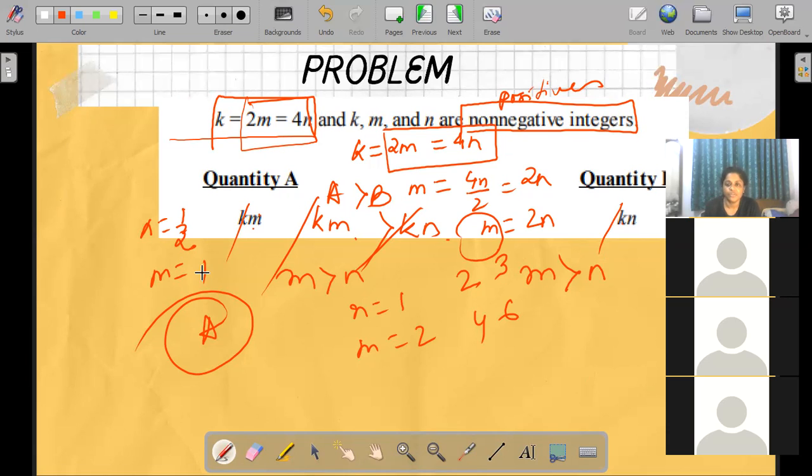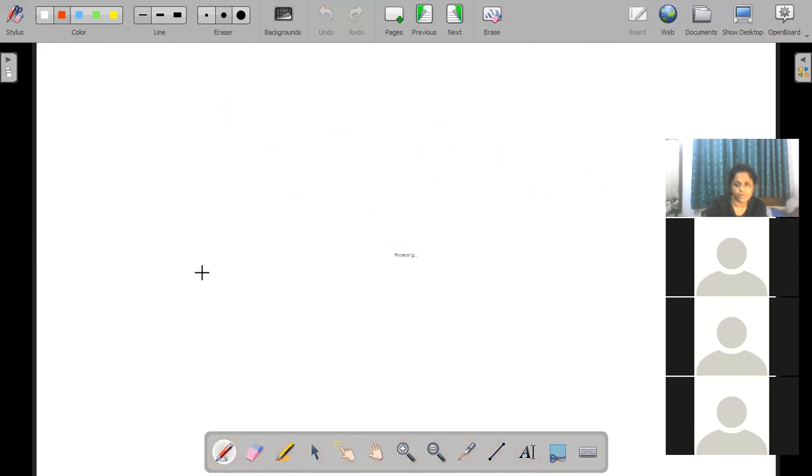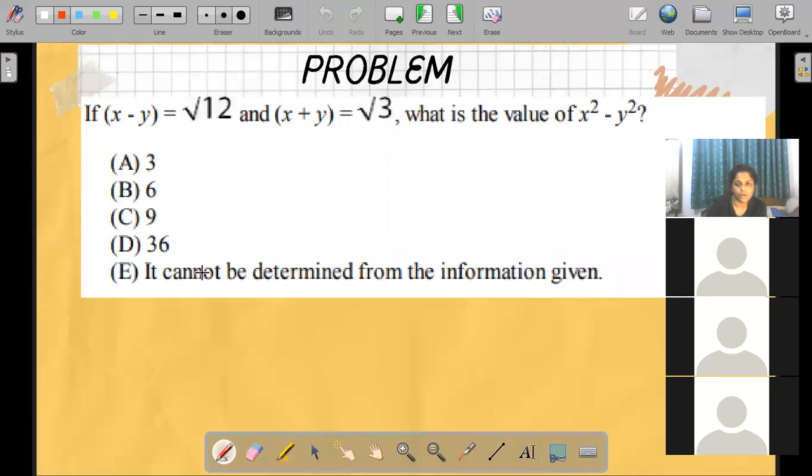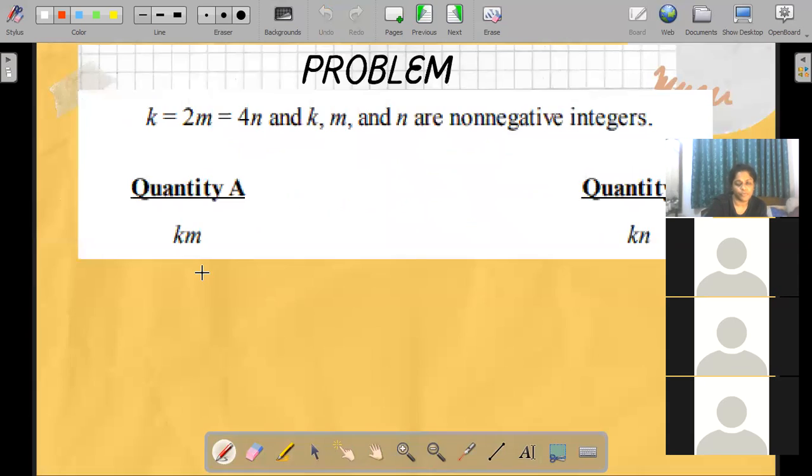Clear? Any doubts on this? No, ma'am. Clear, ma'am. Okay, very good. So I'll pose these. I think there are a few more problems. Yeah, there are a few more problems.